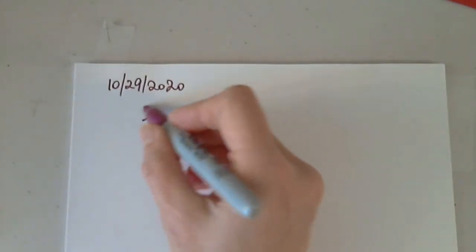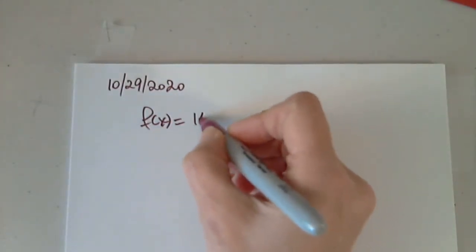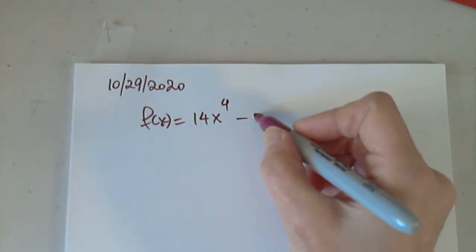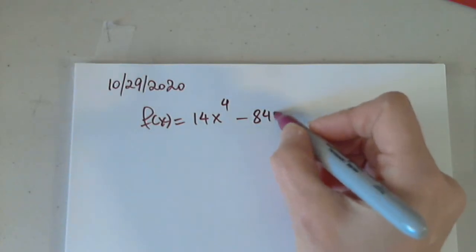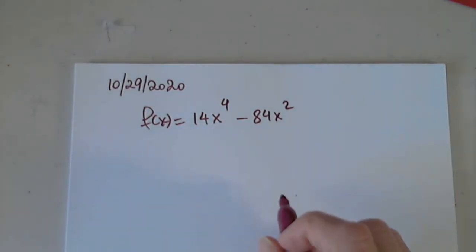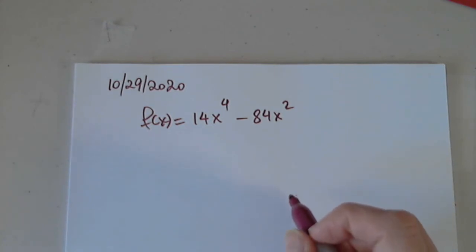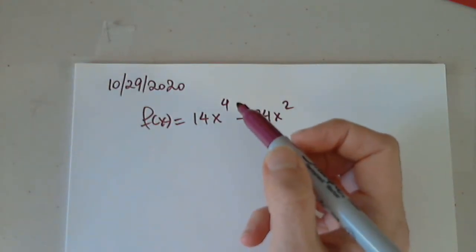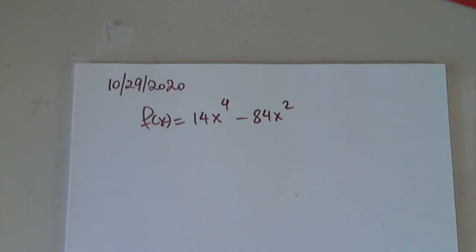f of x equals 14x to the fourth minus 84x squared. Like this? Yes. Okay, what are we asked to do? I didn't go through the whole thing, but it's the extrema, and I think there's concavity, and the whole spiel we say. Okay, good. Excellent question.